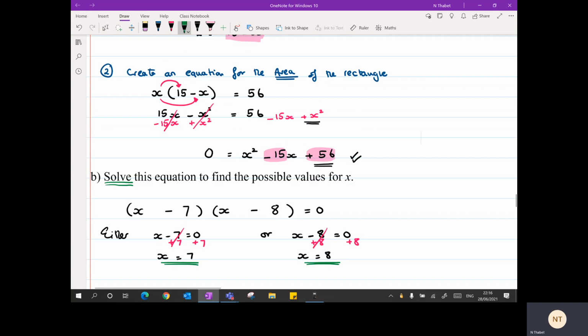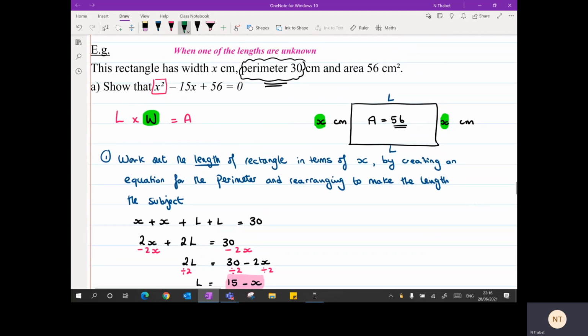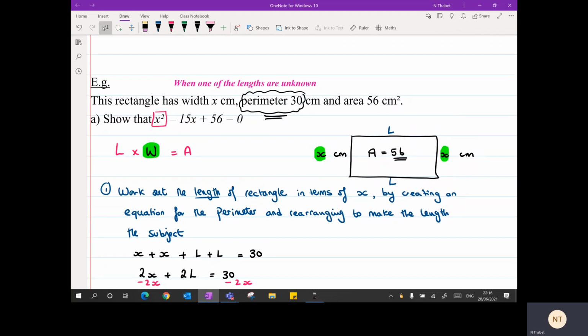But it's very important when you're reading the question to possibly do a little sketch. Notice that the only way to get a quadratic is by using the area, but you can't use the area until you have both dimensions, and you will often need to use the perimeter to get one of them. That's quite a classic exam question here.